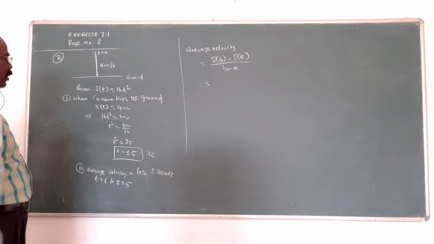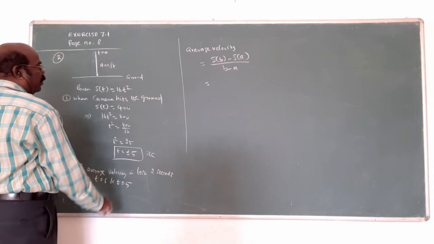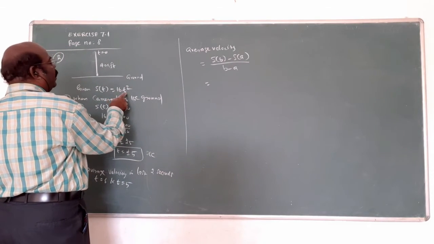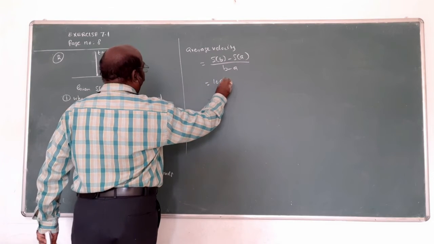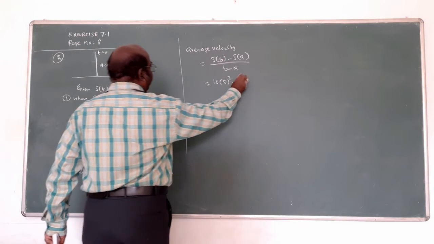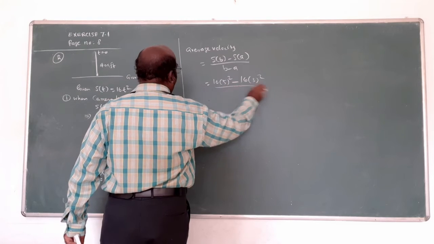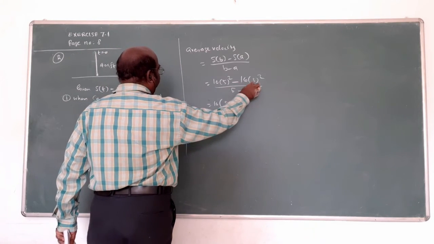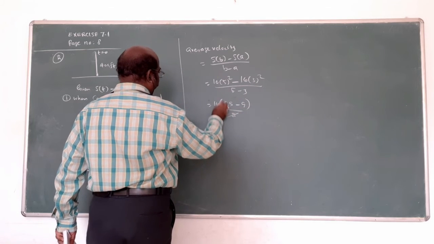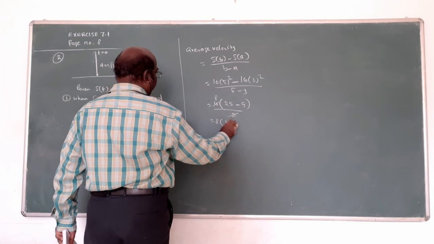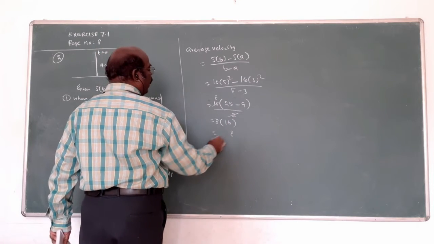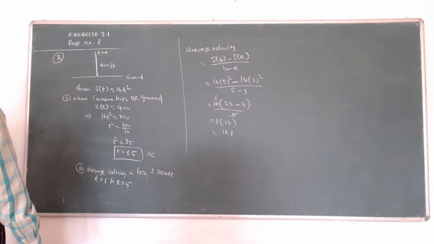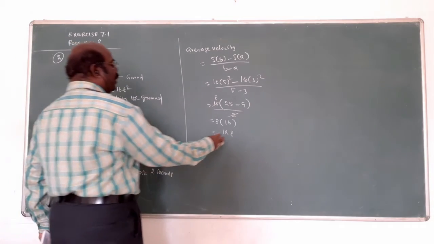Here S of B is what? 5. S of B is what? 16 B square. Am I right? But 16 into 5 square minus 16 into 3 square, 5 minus 3 is common. 5 square is 25, 3 square is 9. 25 minus 9 is 16, 8 into 16, that is 128. Actually, this is average velocity, that's why this is feet per second.